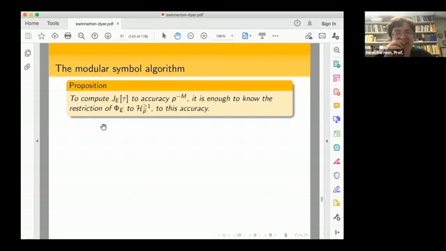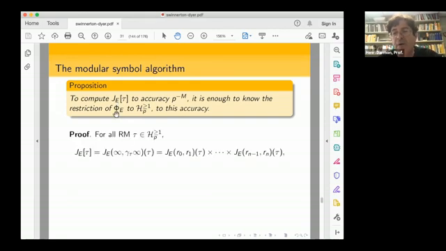Now, the second useful fact is that if I want to compute this J_E of tau to an accuracy of p to the minus m, then it's enough to understand the restriction of the basic rigid meromorphic or rigid analytic period function phi sub E to the basic affinoid to this accuracy. So you don't need to know the values of this J_E at various R's, just at the pair 0 infinity. And this is another very simple proposition.